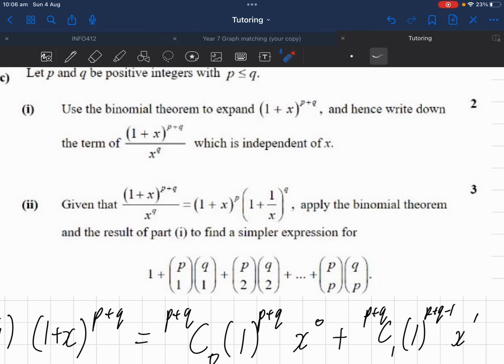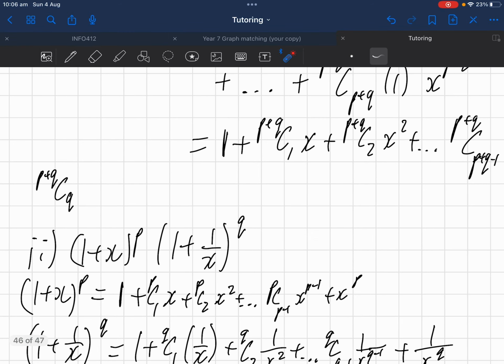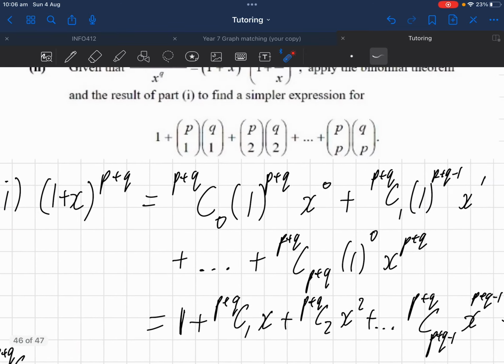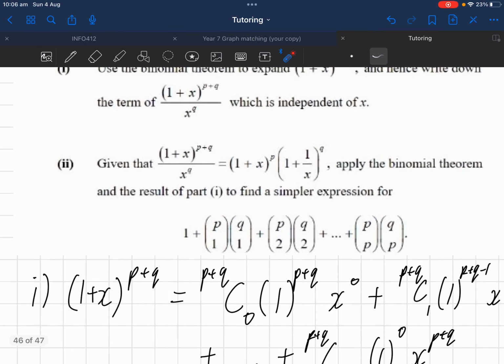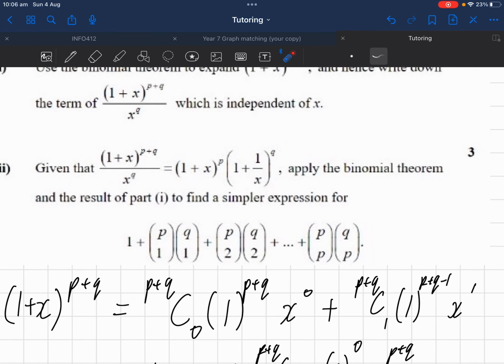So that's likely going to correspond with the fact that this is also something that's independent of x that we found in the first bit. That's going to come into play at some point. Now, we already expanded this, and we already found what the constant term of that is. So that's going to come into play at some point. Then this bit is new, and they're asking us to apply the binomial theorem.